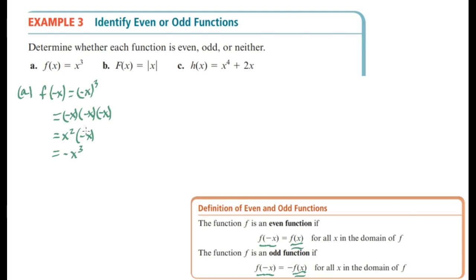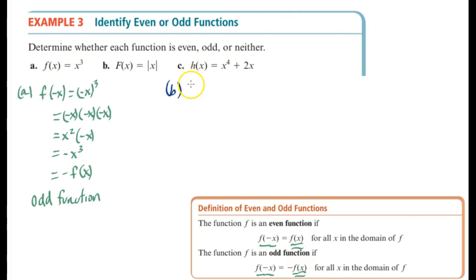So what we notice is that this is equal to negative f of x, since x cubed is f of x. So f of negative x is equal to negative f of x, for this case, a. So by definition, this is an odd function. As you can see, this is what we have, an odd function.